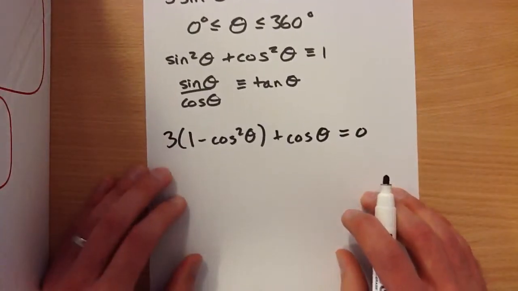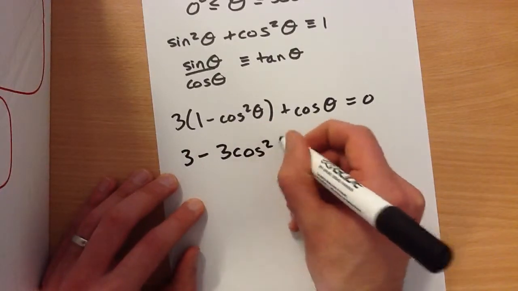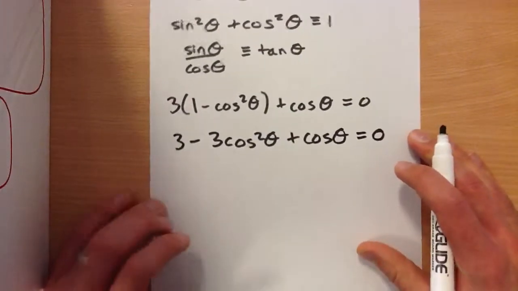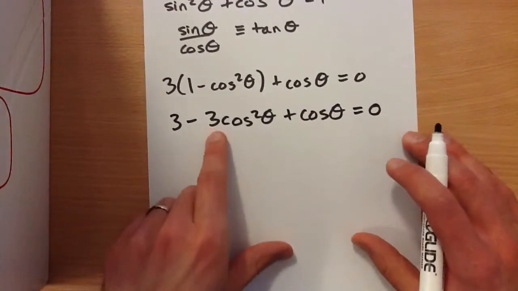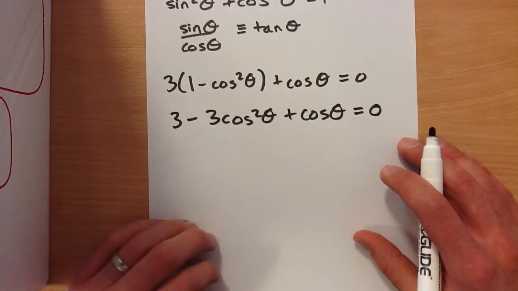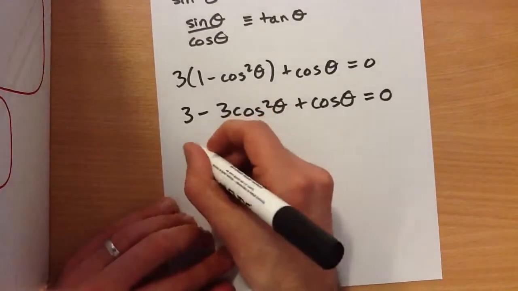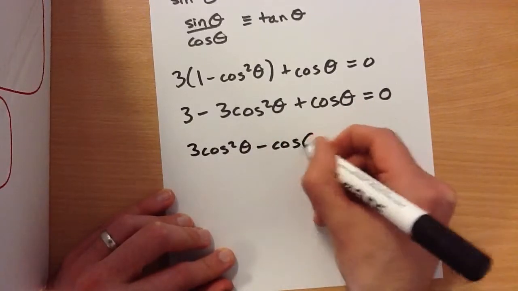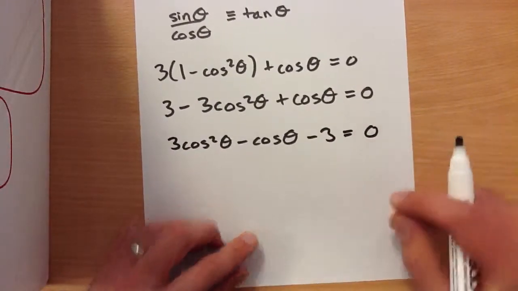Following that, I'm going to expand the bracket out. 3 minus 3 cos squared theta, add cos theta, equals 0. And I'm going to look to factorise this now. To factorise things, it's often easier to get it with a positive coefficient at the front, and at the moment it's negative. So I'm going to multiply the whole line by minus 1, and I'm also going to rearrange it so that I have the squared at the front and so on. So that would give me 3 cos squared theta minus cos theta, because remember I'm multiplying everything by minus 1, and minus 3 is equal to 0.